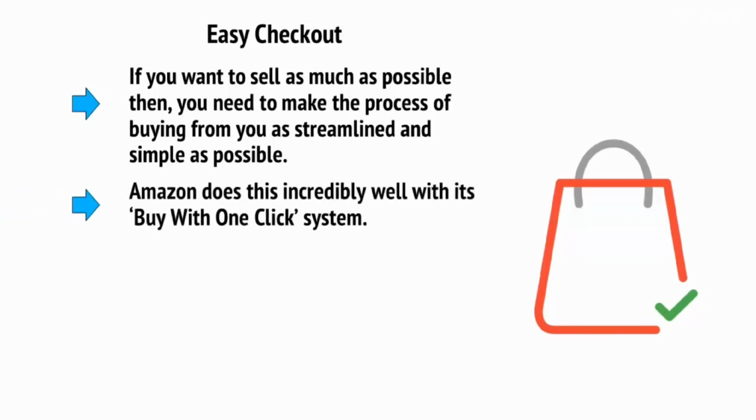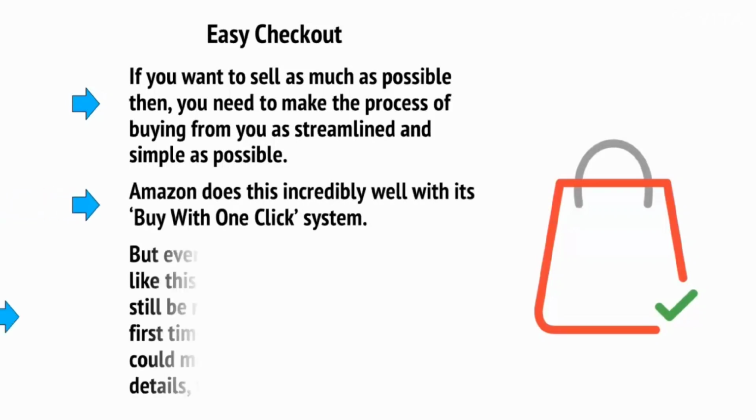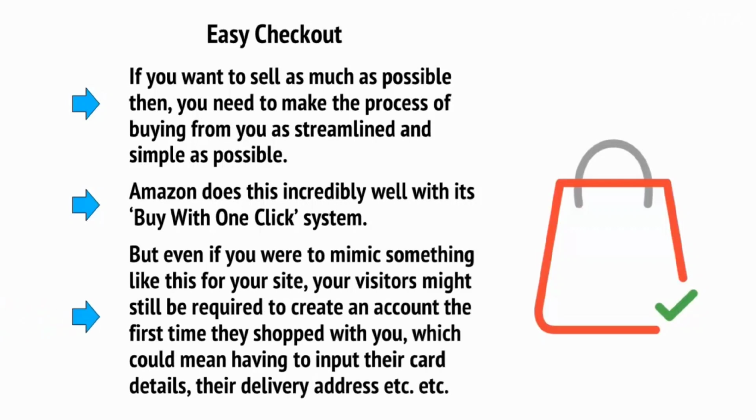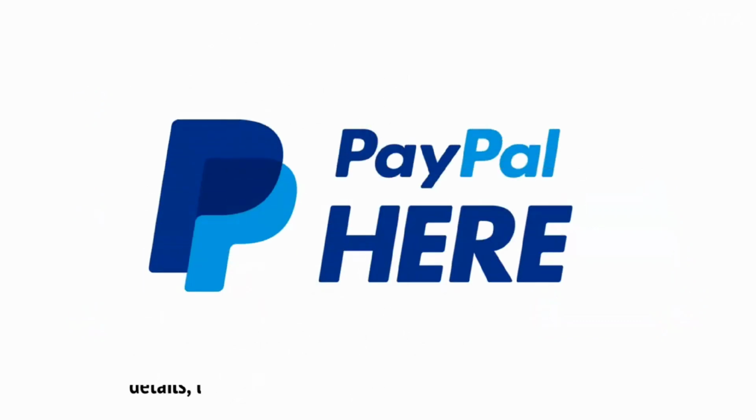Amazon does this incredibly well with its buy with one click system. But even if you were to mimic something like this for your site, your visitors might still be required to create an account the first time they shopped with you, which could mean having to input their card details, their delivery address, etc., etc. Again, try to make all this as simple as possible to make sure it isn't off-putting for your visitors. For example, one thing you can do is to use PayPal to handle your checkout process. This can help people feel more secure shopping from your site. They don't have to input their details. And it makes it a lot easier for them to buy from you.